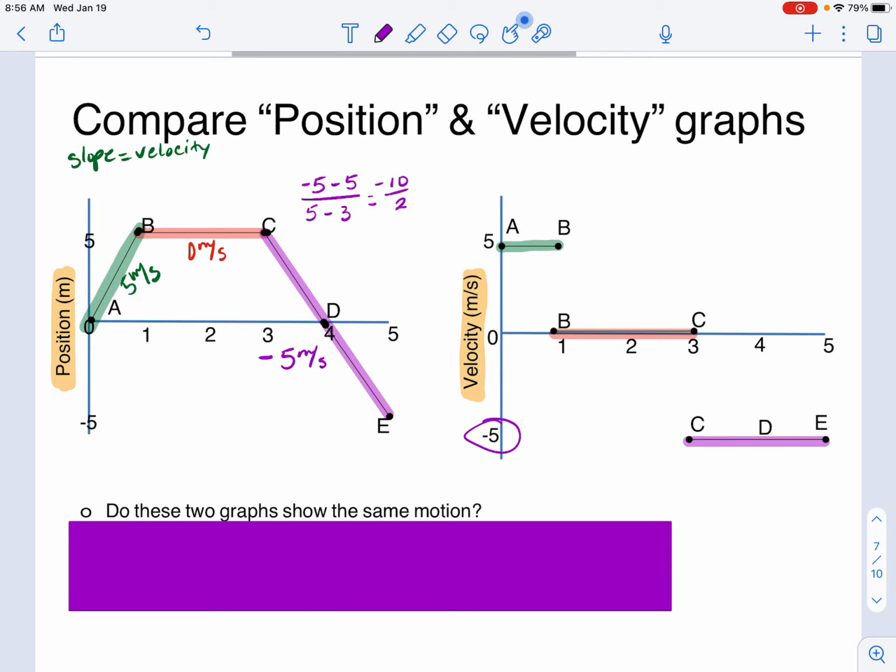So I want you to be careful whenever you are given a graph. Always look carefully at your graphs to see what your labels are. The labels will make a difference as to how we interpret that graph.